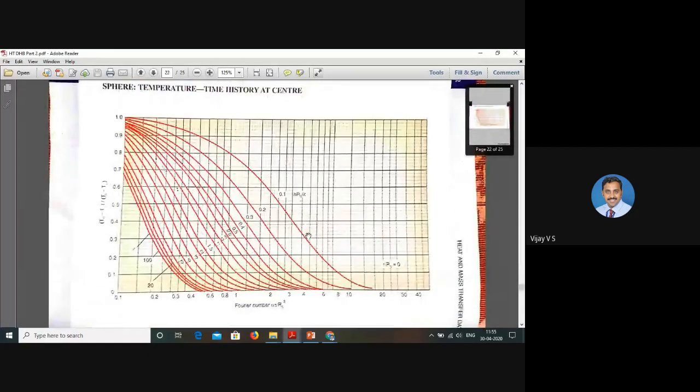Now what is the graph, what is the value I told? Biot number is 0.21. So 0.2 line, Fourier number is 3.19. Okay, so 3 line is here, 3 line and 0.2 line is here, Fourier number 3 and 0.2. So you will get somewhere here.